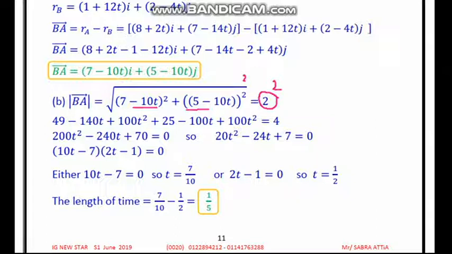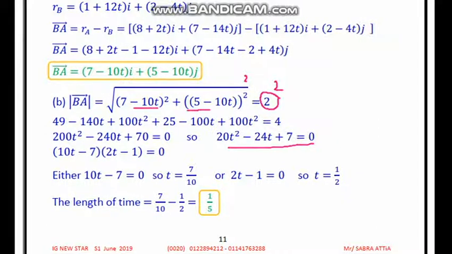Then combine like terms to get 200t squared minus 240t plus 70 equals 0. We can divide the whole thing by 10 to simplify: 20t squared minus 24t plus 7 equals 0. Then factorize this. 20 will be 10 times 2, and 7 is a prime number, so 7 by 1, and the last sign is positive, so we get two similar signs, negative and negative, like the middle one.